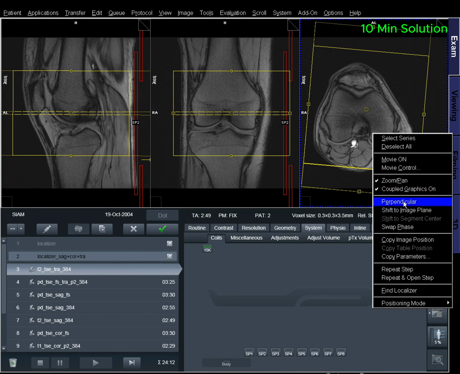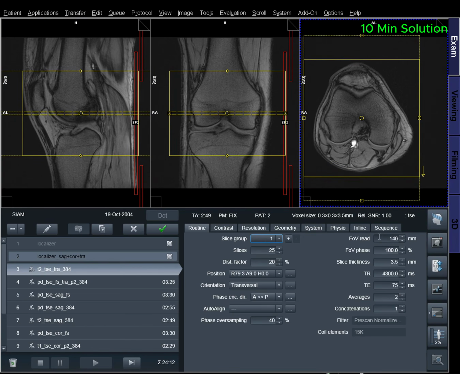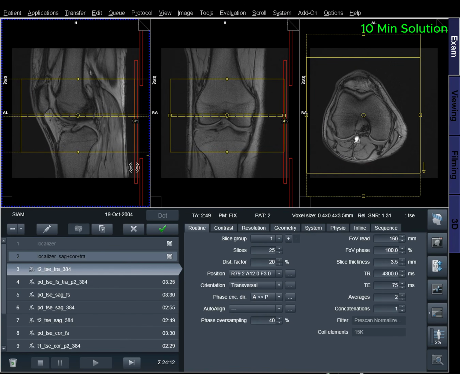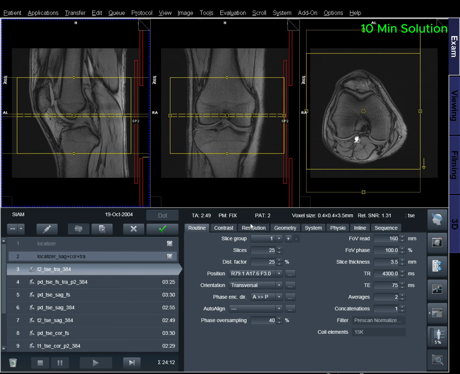PD, fat-sat axial. Plan the axial slices on the coronal plane, angling the planning block parallel to the medial and lateral condyle of the femur. Verify the planning block in the other two planes. Provide an appropriate angle in the sagittal plane, perpendicular to the line of the femur and tibia.